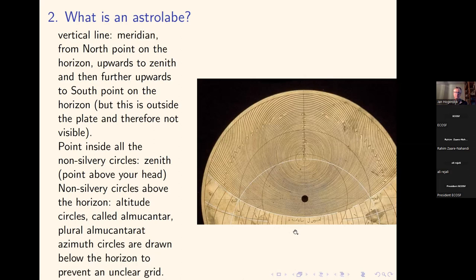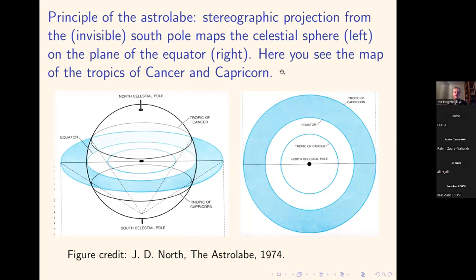The principle is, as I said, stereographic projection. What is stereographic projection? The sphere here is the celestial sphere. Here is the pole star. And opposite the pole star, or opposite the pole, is the south pole. That's in the northern hemisphere. It's below the horizon, so you never see it. You use that as the pole of projection. You use the plane of the equator as a projection plane. At least we will do that now.